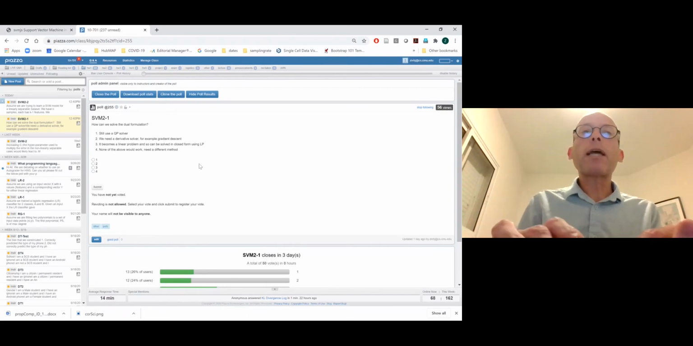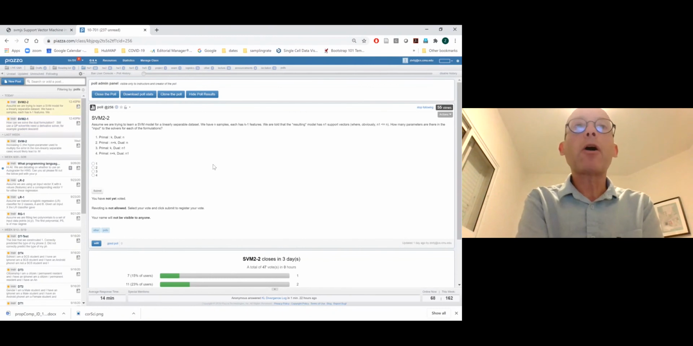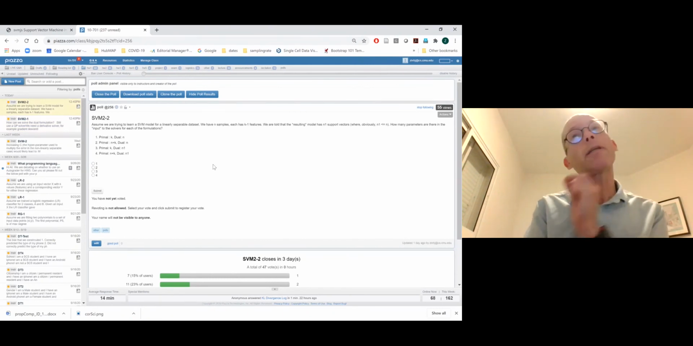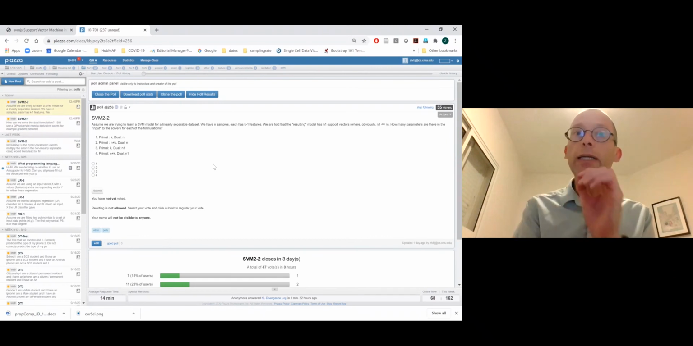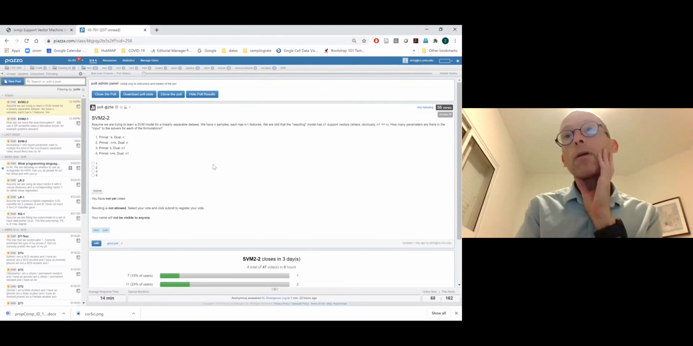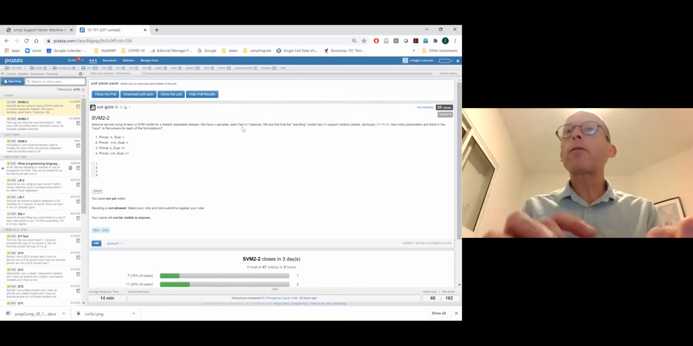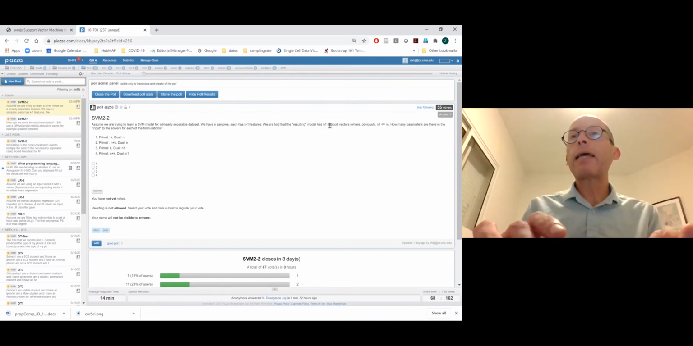The second question I asked is about the number of parameters for a linearly separable case. In the non-linearly separable case, it's different, but for the linearly separable case, that's why I asked. So we have n samples, and we have k-1 features, and we know that the resultant model had n1 support vectors. However, of course, we don't know which ones they are.